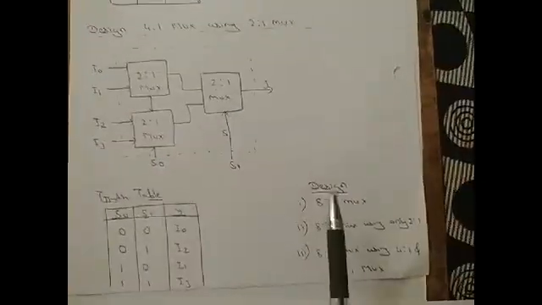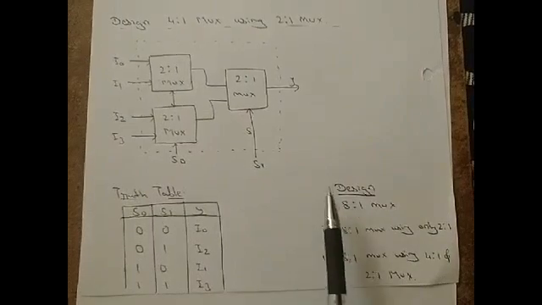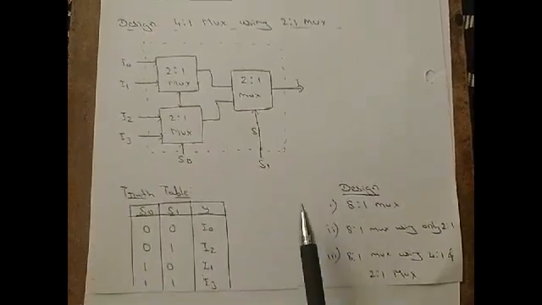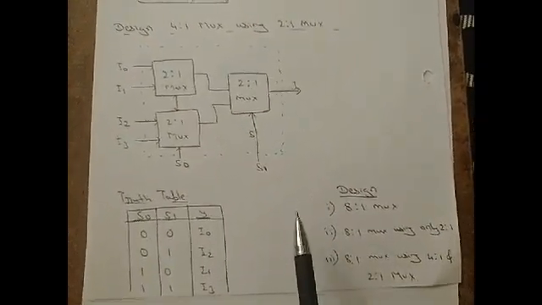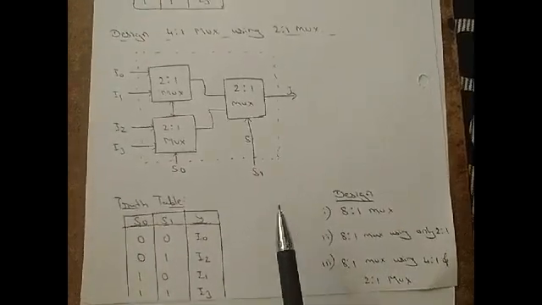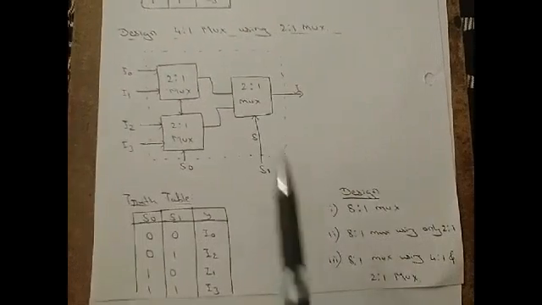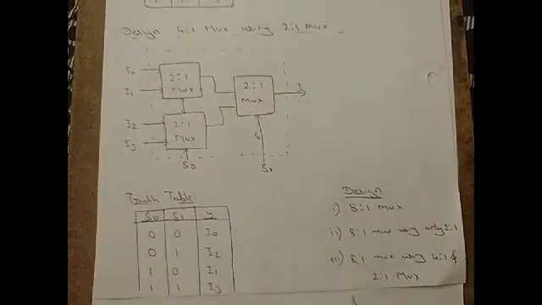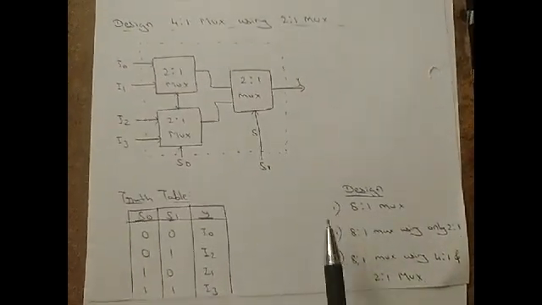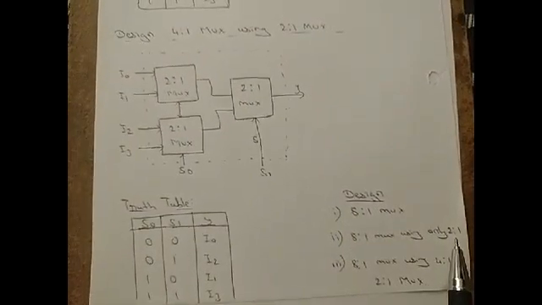Okay, next. In the same fashion you can go for designing your 8:1 mux, which is having 3 select lines: S0, S1 and S2. So we will be having 0 0 0 to 1 1 1. So obviously it is having I0, I1, I2 to I7. Next, the 8:1 mux using only 2:1 mux.